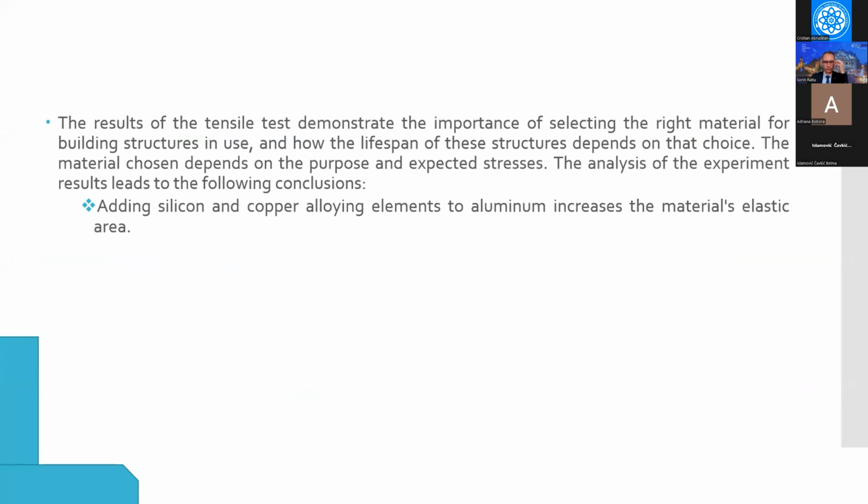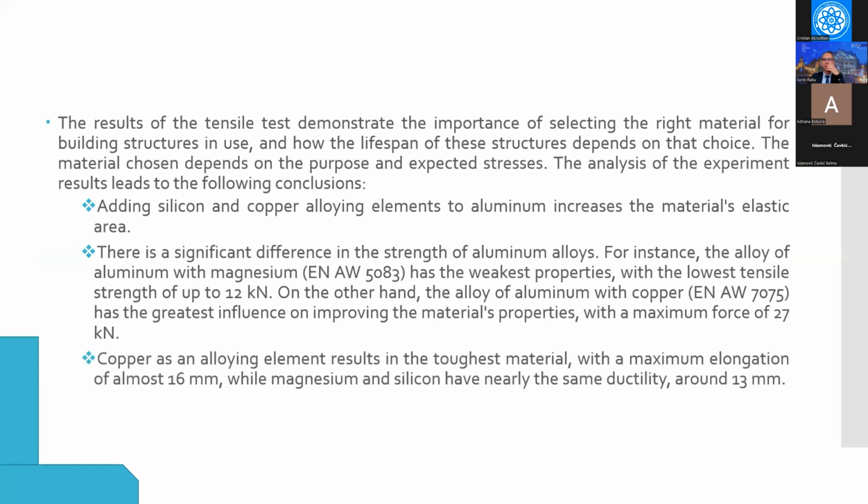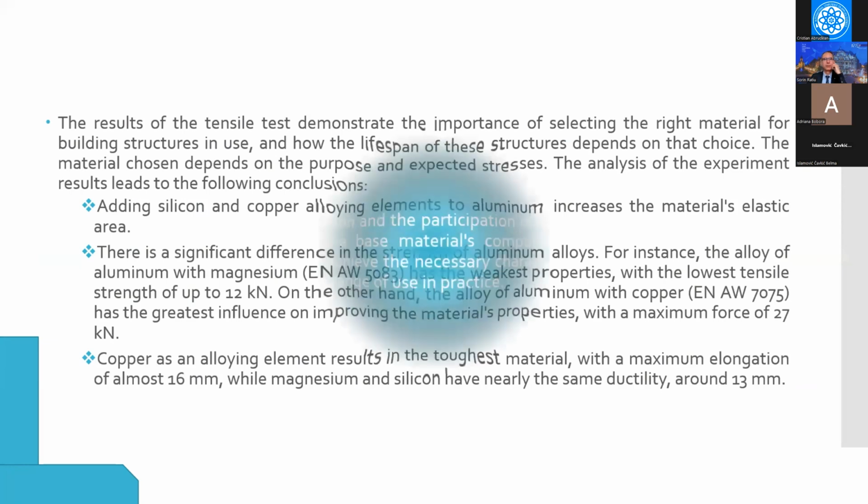Adding silicon and copper alloying elements to aluminum increases the material's elastic area. There is a significant difference in the strength of aluminum alloys. For instance, the alloy of aluminum with magnesium has the weakest properties, with the lowest tensile strength of up to 12 kilonewtons. On the other hand, the alloy of aluminum with copper has the greatest influence on improving the material's properties, with a maximum force of 27 kilonewtons. And copper as an alloying element results in the toughest material with a maximum elongation of almost 16 millimeters, while magnesium and silicon have nearly the same ductility, around 13 millimeters.